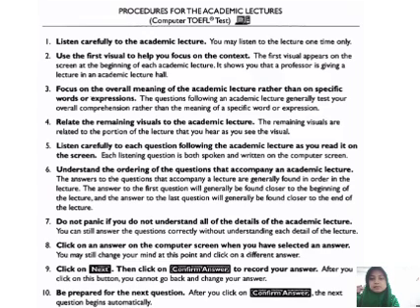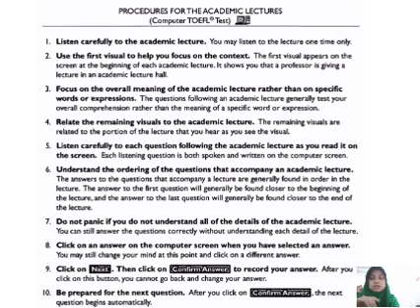6. Understand the ordering of the questions that accompany an academic lecture. 7. Do not panic if you do not understand all the details of the academic lecture. You can still answer the questions correctly without understanding each detail of the lecture. 8. Click on an answer on the computer screen when you have selected the answer. You may still change your mind at this point and click on a different answer.